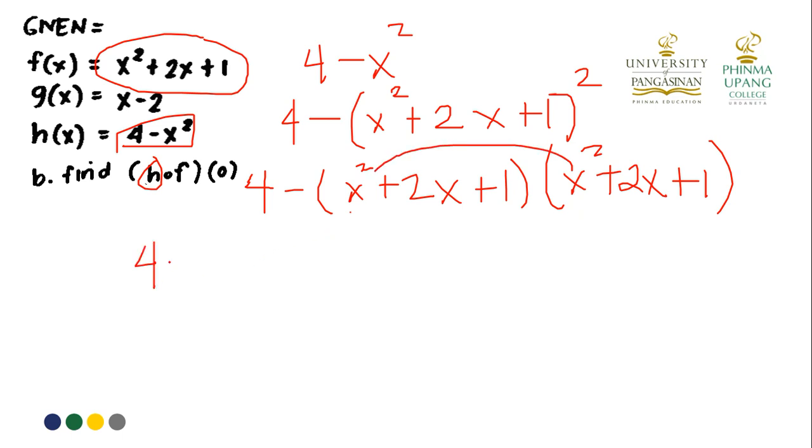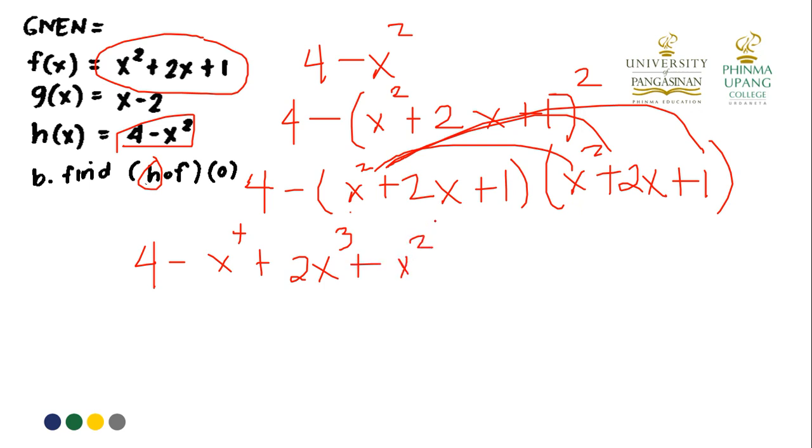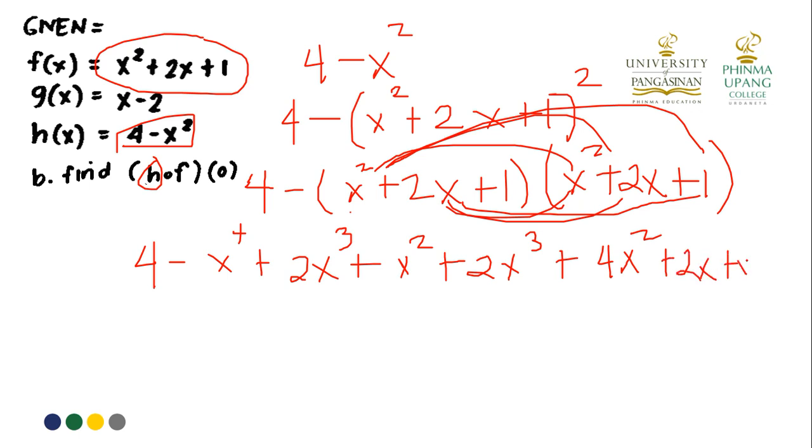Okay, this is 4 minus. Let's try to find it again. So, 4 minus x squared, which we solved earlier. This is x to the 4th. Next is 2x to the 3rd. Then plus x squared plus 2x cubed plus 4x squared. Then plus 2x, then plus x squared plus 2x plus 1.